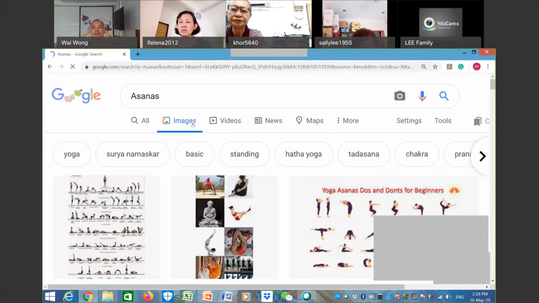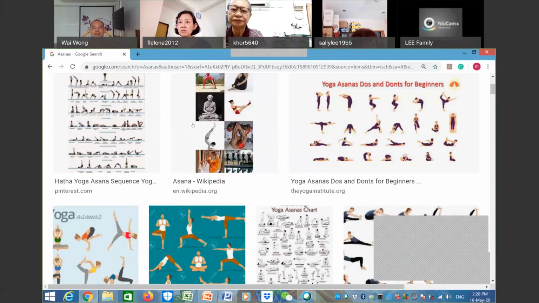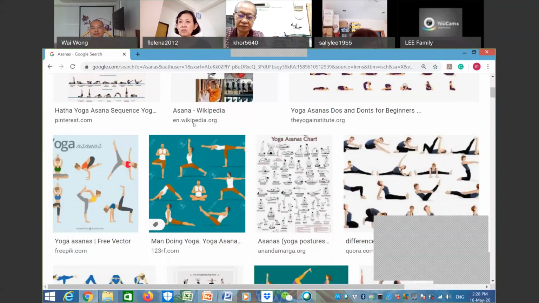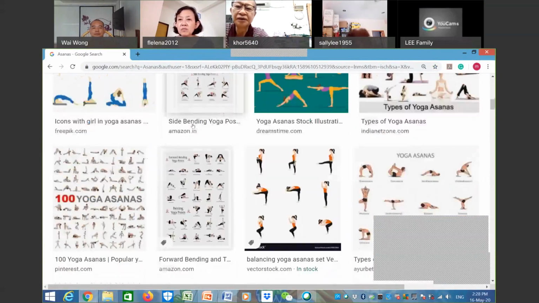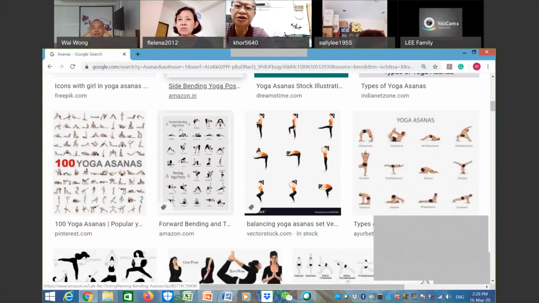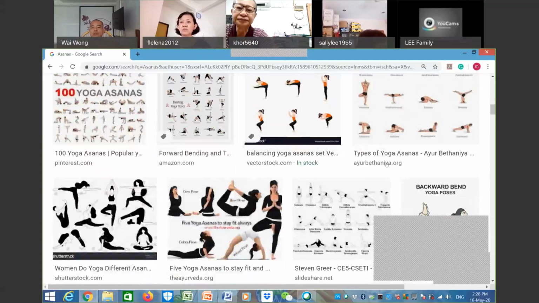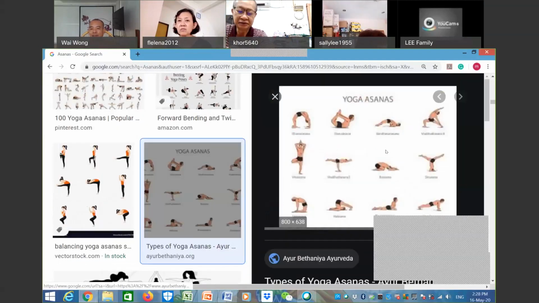Yeah, these are the different poses of asanas. Let's take a look. So among the yoga asanas, we are performing some of them.